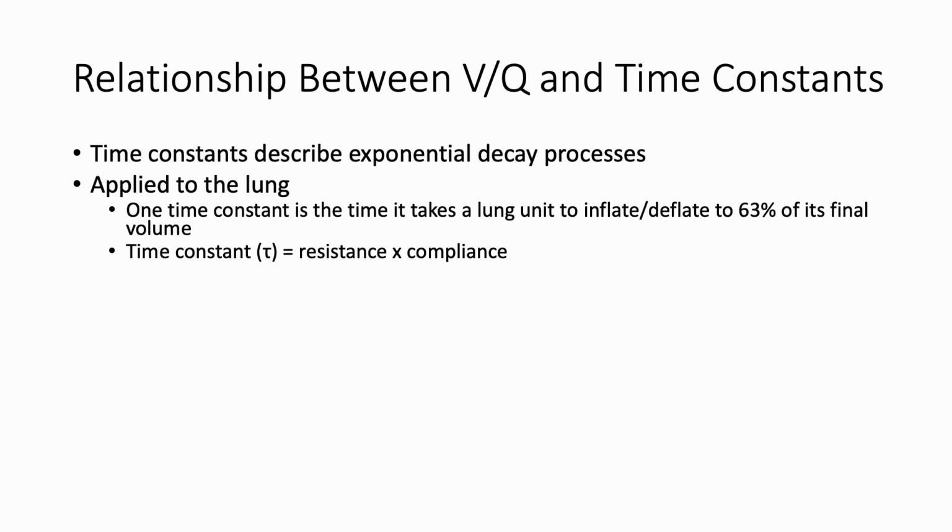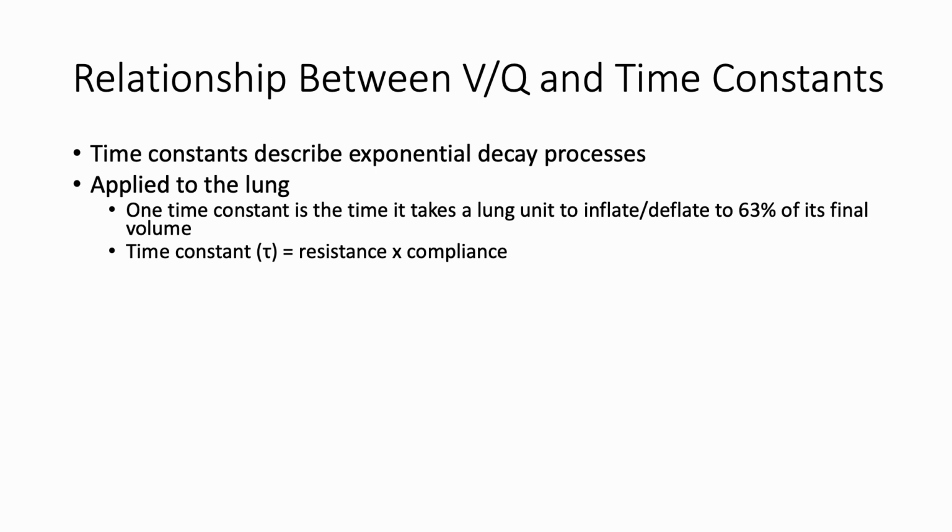A time constant is a parameter that characterizes an exponential decay process. And when we apply this concept to the lungs, we can say that one time constant is the time it takes for a lung unit to inflate or deflate to 63% of its final volume. Mathematically, it's equal to the airway resistance times the compliance.